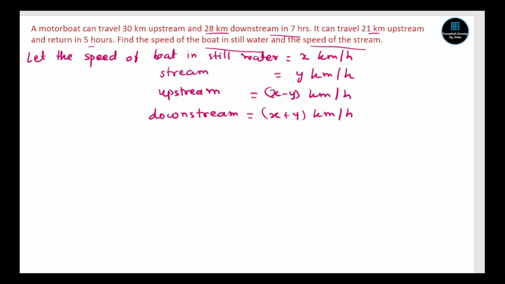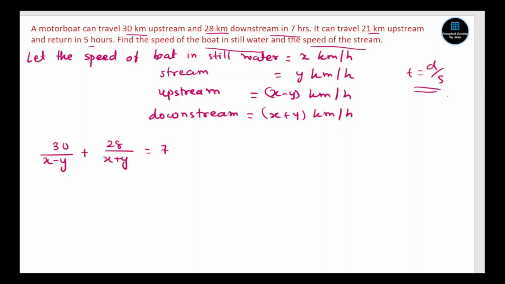So time taken, so 30 kilometer upstream and 28 kilometer downstream. So 30 upon x minus y plus 28 over x plus y equals 7 hours, right? I am using the formula time equals distance upon speed. We already know this in our physics science. Alright. Now when I simplify this, I'll show you one simple method to simplify. Let me write the second equation also.